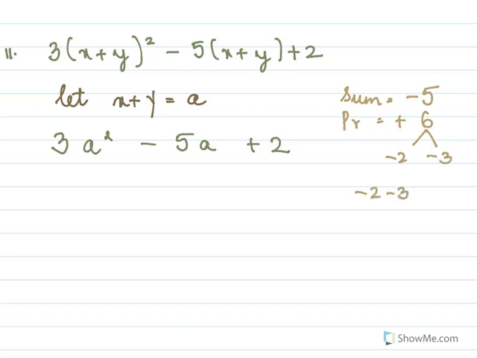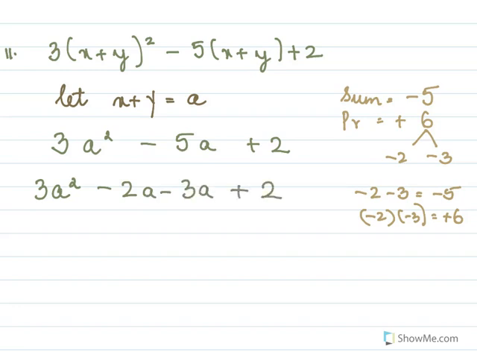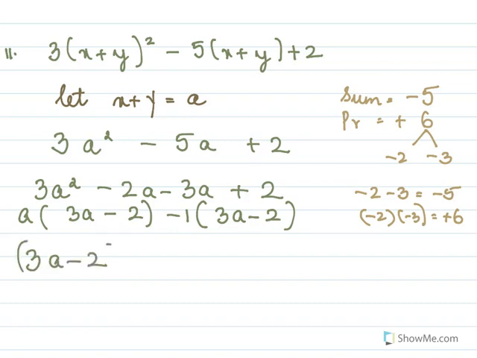Now remember, minus 2 minus 3 will give you minus 5 on adding. Minus 2 minus 3 on multiplying give you plus 6. So we have 3a square. For this minus 5, we will put minus 2a minus 3a. Plus 2. Here we take a common out, 3a minus 2. Here minus 1 common out, 3a minus 2. So 3a minus 2, this we took common out. So what remains inside is a minus 1.